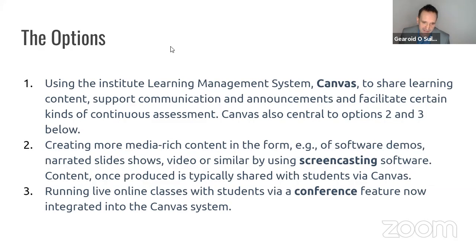The last option then is very similar to what we do for online programs, and it essentially means running a live online class with students. And that's using a conference feature called Big Blue Button, which is now directly and neatly integrated into the Canvas system. So those are your basic three options. Lots of other things are possible, obviously, but these are the three options we're kind of pushing, as it were.